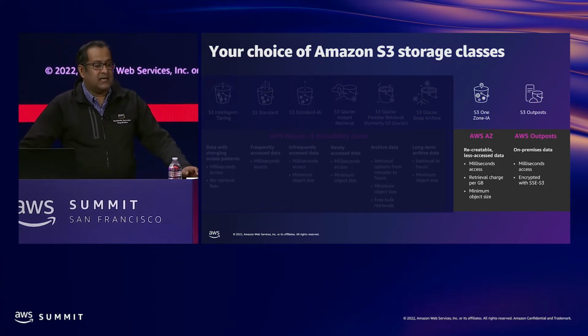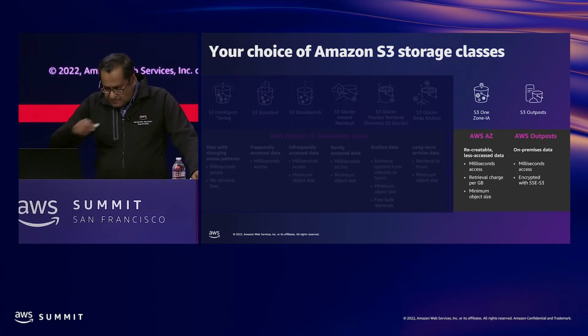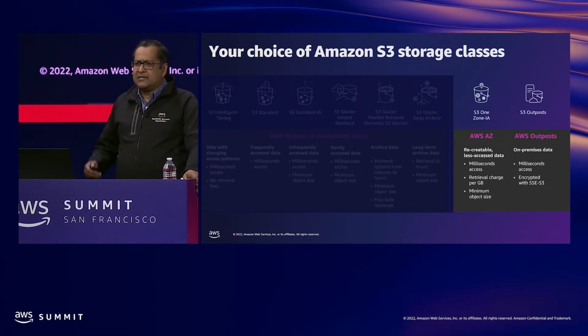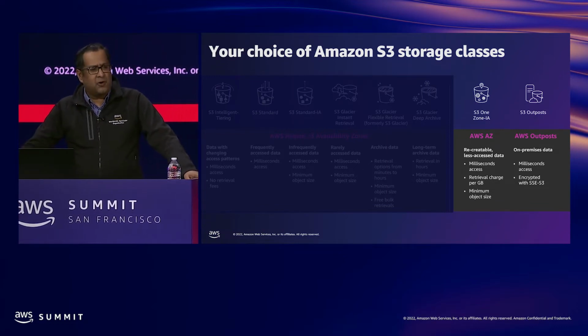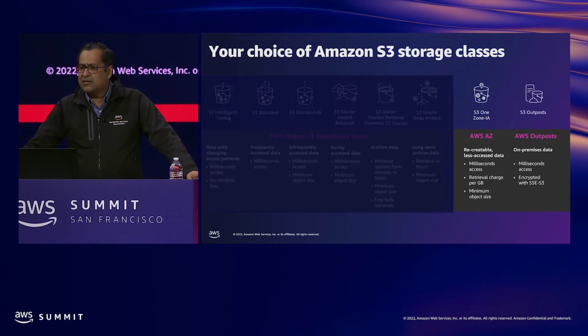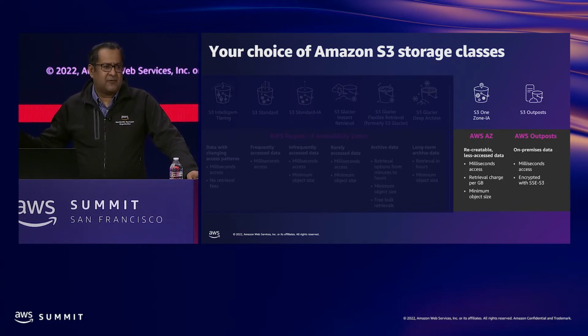The other one is S3 Outposts. And this delivers you object storage for your on-premises environment, with the same S3 APIs that you would find in AWS today. So if you have a requirement to have an on-premises environment and you want to use object storage, Outposts would be the right thing to use in this case.